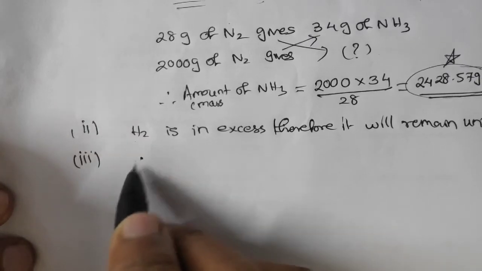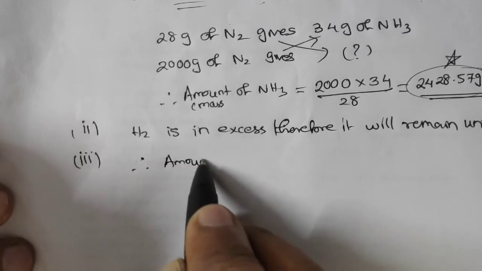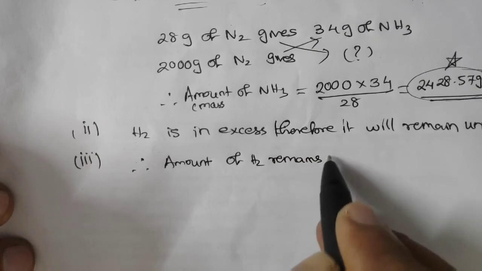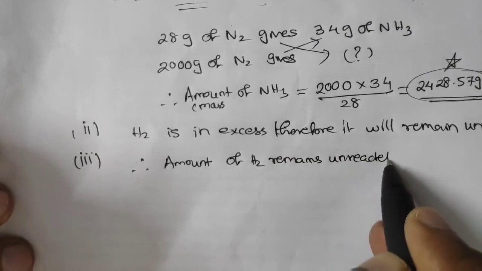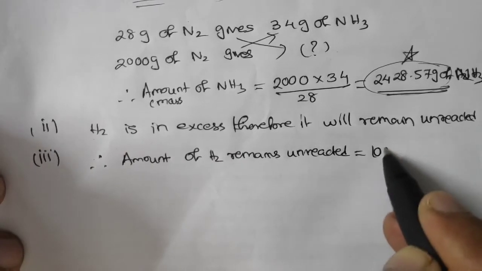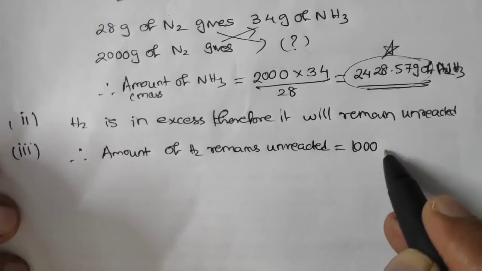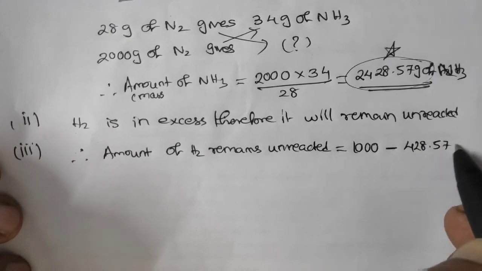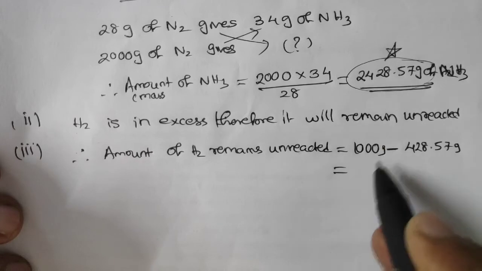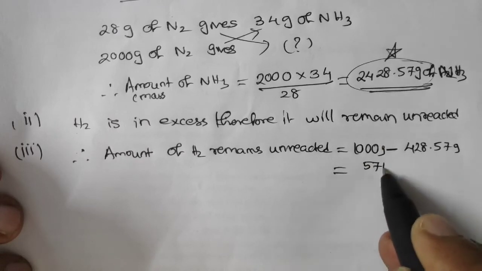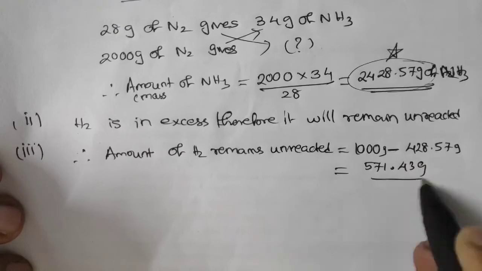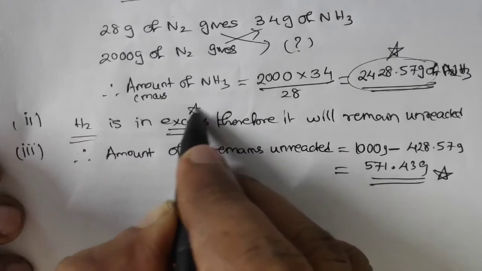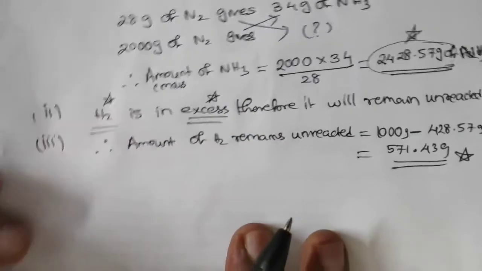So the amount of H2 that remains unreacted is very simple. 1000 was given in the question, that is 1.0 into 10 raised to 3, minus what we calculated, that is 428.57 grams. Understood? If you subtract it, you will get 571.43 grams. Thus this is the answer for the third question. The previous one was the answer for the second question, which one is in excess. Understood? So this was the sum.